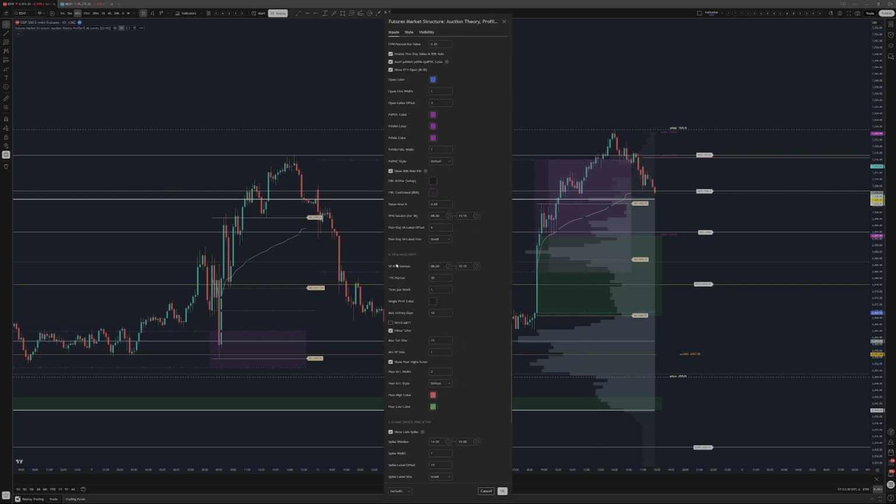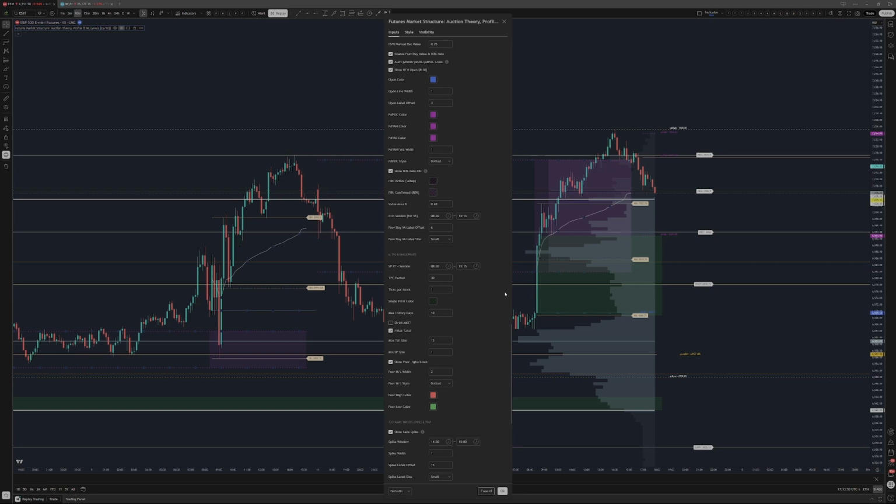Group 6, Inefficiency Scanner. Group 6 is one of the most powerful features of the indicator. Single prints. These dark green boxes are your visual cues for emotional momentum. They appear when price moves so fast that volume becomes thin. Auction market theory tells us the market hates these inefficiencies and usually wants to fix them.